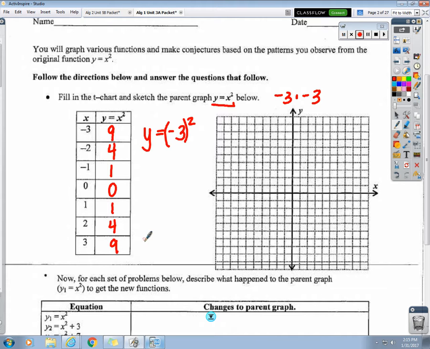Now we're going to plot those 7 ordered pairs to make our graph. So how do you plot the point negative 3, positive 9? Correct. Left 3, and then up 9. How do you plot the point negative 2, 4? Left 2, and then up 4. What about the point negative 1, positive 1? Okay, 0, 0, at the origin, and then 1, 1. 2, 4: right 2, up 4. Get in the habit of saying right or left because over could be either way. And then 3, 9.